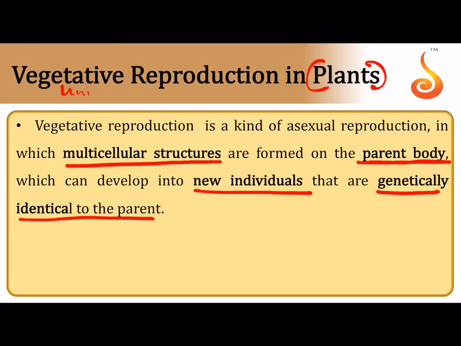Why? Again, it is uniparental. A single parent takes part in reproduction. So all the offspring are genetically identical, not only to themselves, but also to the parent. There is no mixing of genetic material from two parents here. Did you understand? So when there is formation of multicellular structures, we will see what kind of multicellular structures are involved in vegetative reproduction. So there is a plant, it produces some multicellular structure.